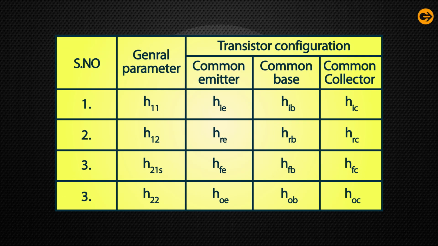The H parameter of the transistor depends upon the type of configuration, that is, common emitter, common collector, and common base. That's why every H parameter contains a second subscript letter, where E stands for common emitter, B stands for common base, and C stands for common collector.